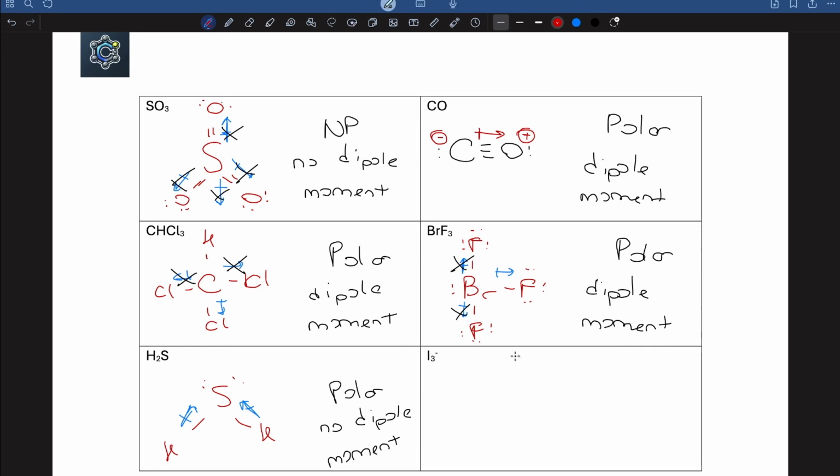I3-, we don't even really have to draw this structure, but if we do, it ends up looking like this. Each of the iodines on the left and right sides have 3 lone pairs, and the iodine in the middle, again, has 3 lone pairs but a negative charge. And every iodine-iodine bond is nonpolar, meaning that the entire structure is still nonpolar with no dipole moment.